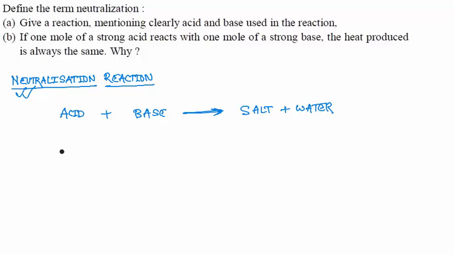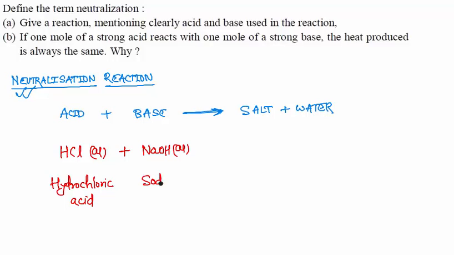Okay, so I'm just giving you one example. Suppose this is HCl aqueous. This is an acid, and what is the name of this acid? Hydrochloric acid. And this is reacting with a base, that is NaOH aqueous. What is the name of this base? Sodium hydroxide.